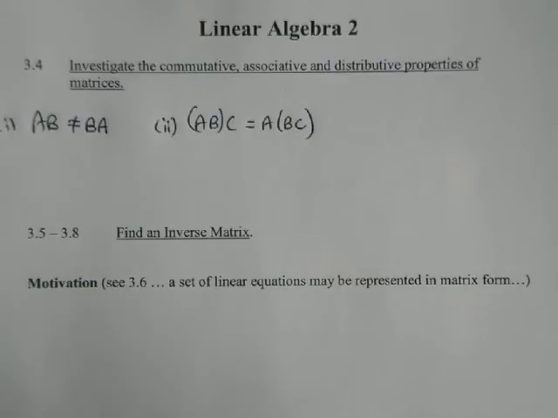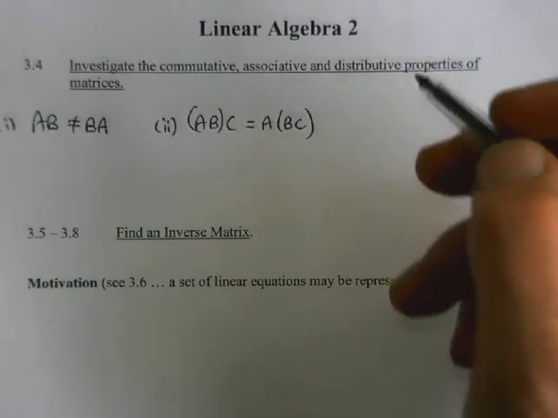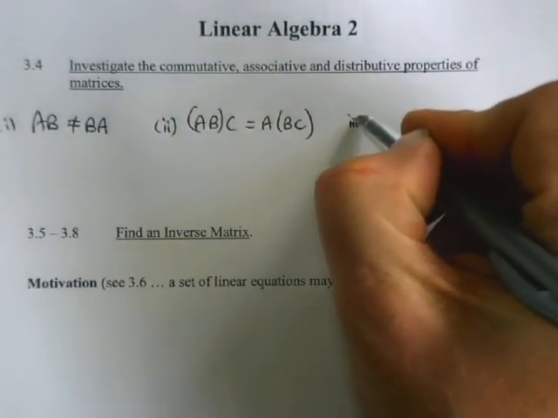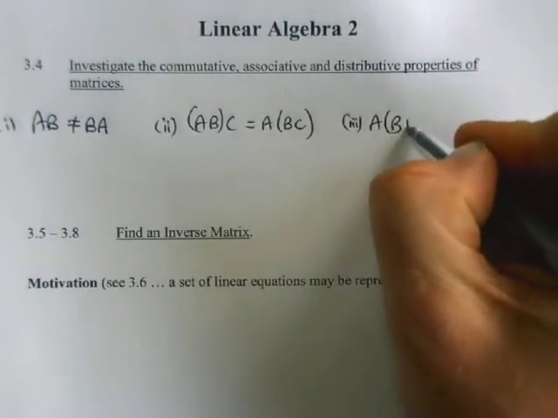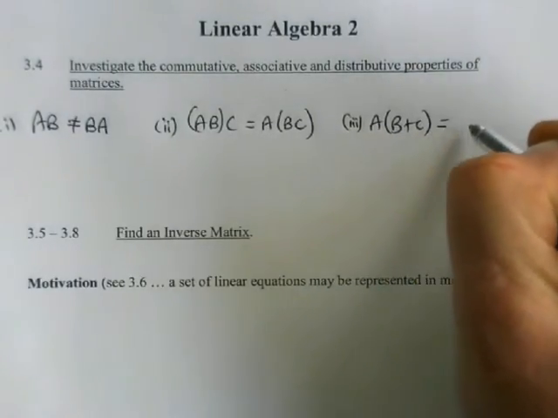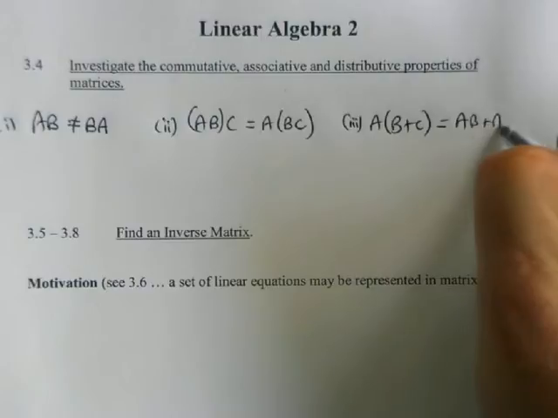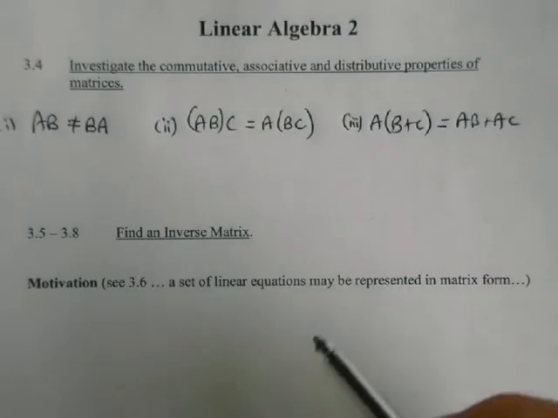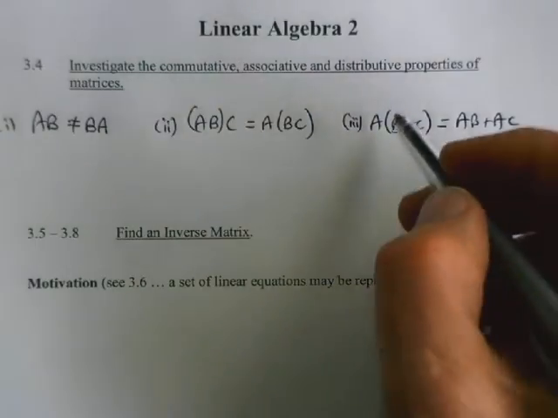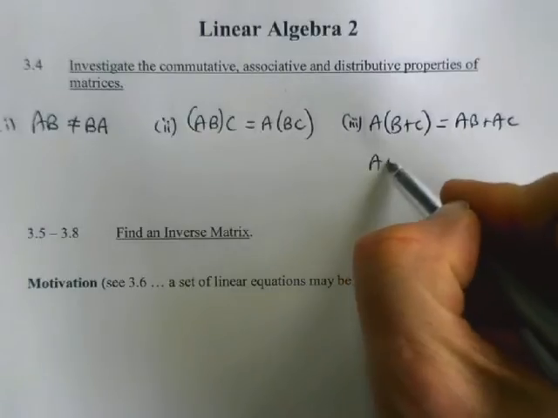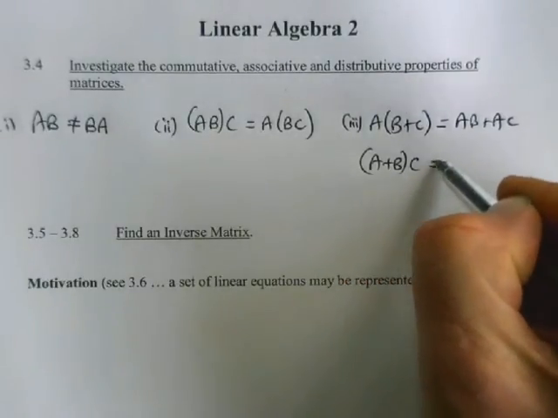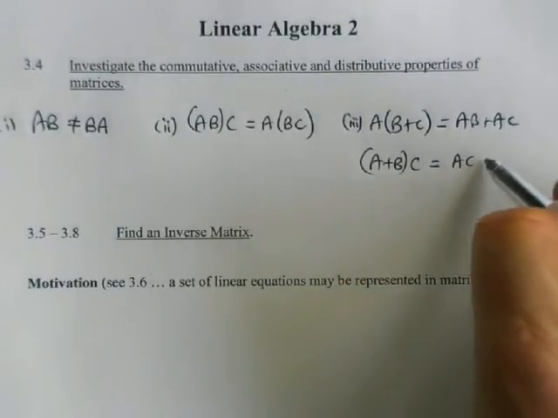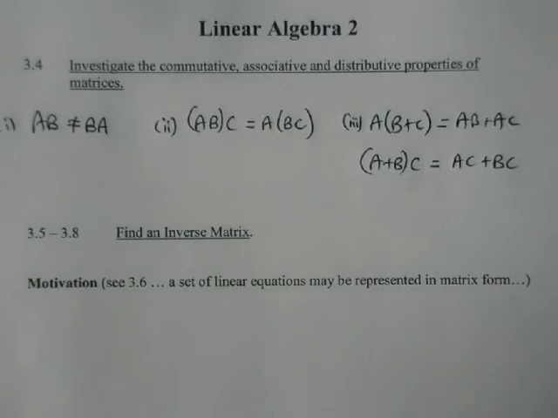That's the associative property. And the distributive property of matrices tells us that A times (B plus C) is the same as AB plus AC. So left distributive, it's on the multipliers on the left of the brackets, and it also works for right distributive as well, as (A plus B)C equals AC plus BC.